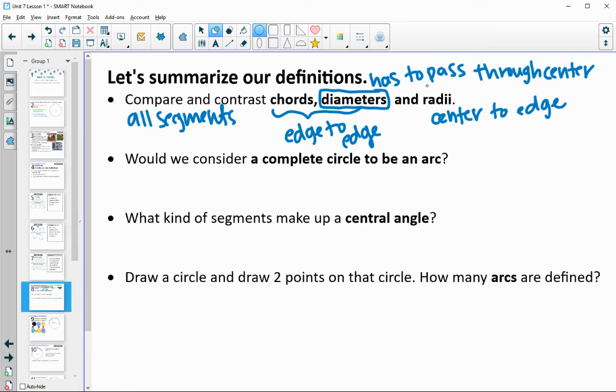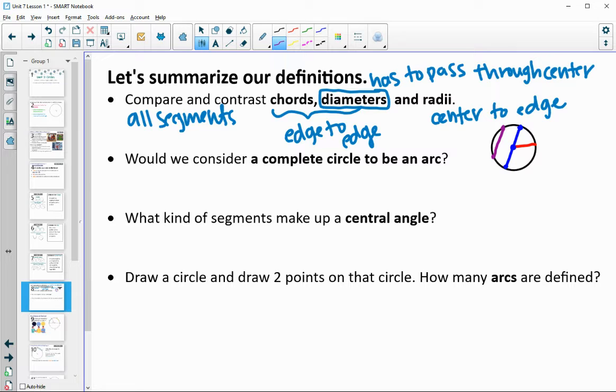So if we did a picture here, let's mark up the center. A radius has to go from center to edge. It's almost like half a diameter, obviously, but it goes center to edge. And then a diameter would be a chord, but it goes through that center. So it has to go through the center. So we see edge to edge through the center. And then a chord just has to go edge to edge. Endpoints on the edge, and it doesn't have to go through the center.